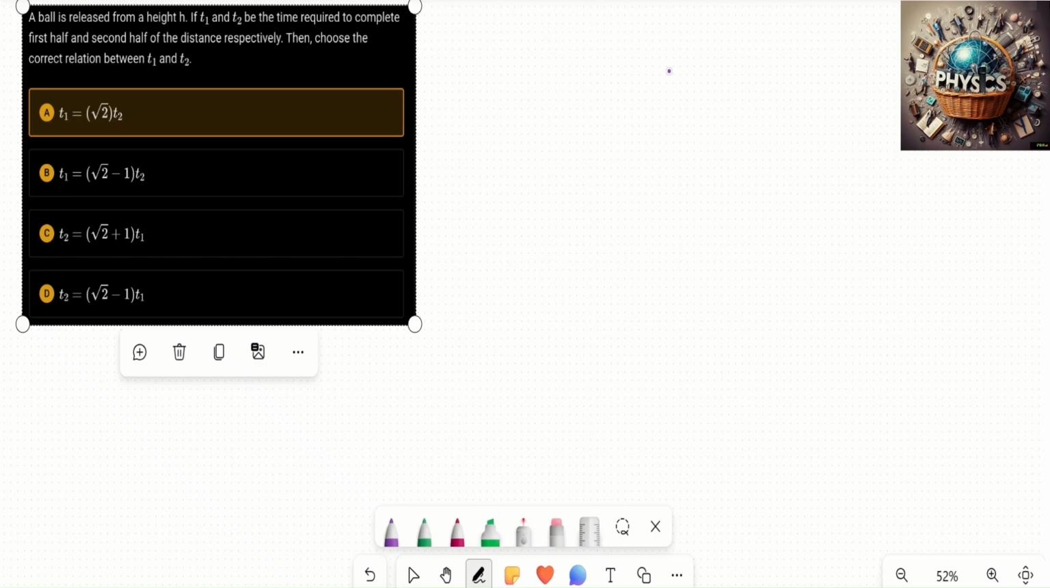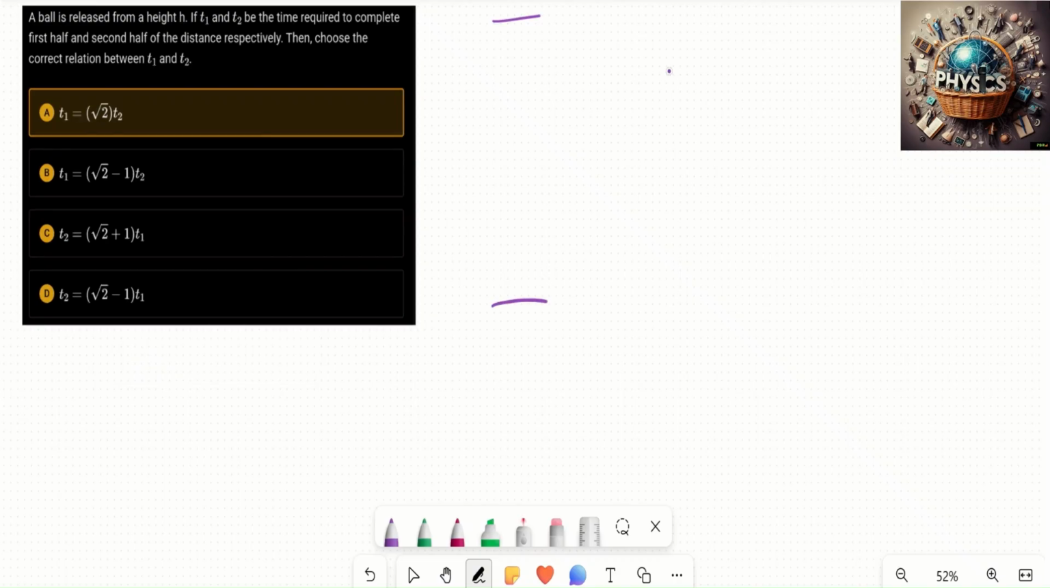Hi everyone, let's take the next question, which says that a ball is released from a height h. If t1 and t2 be the time required to complete the first half and second half of the distance respectively, choose the correct relationship between t1 and t2.